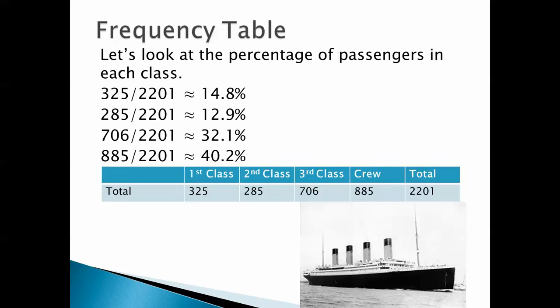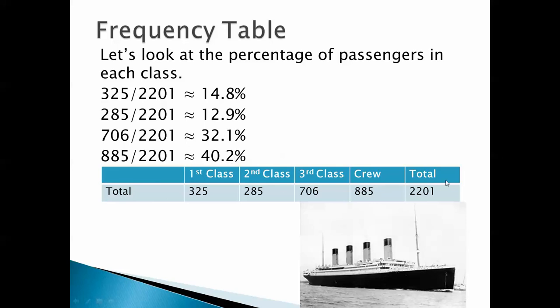Let's just look at the percentage of passengers in each class. So, for example, in first class, 325 divided by 2201, 14.8%. So 14.8% of the passengers were first class. 285 second class out of 2201, that's 12.9% second class passengers. 32.1% in third class, and actually 40.2% of the passengers were crew.